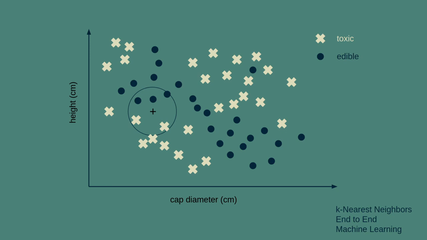All of the points on that circle are an equal distance from that plus sign. But that's not the only way to make a distance metric. We could also just add up the individual dimensions. We could say the distance is the height in centimeters plus the cap diameter in centimeters, also known as the Manhattan distance or the L1 norm. This is another perfectly valid way to create a distance.